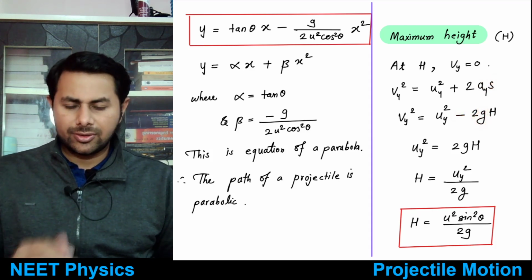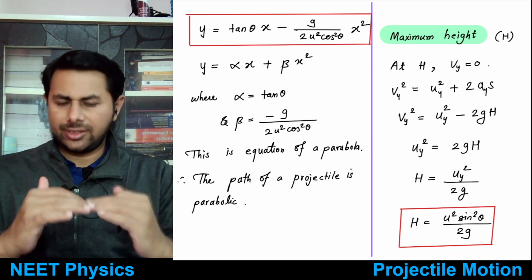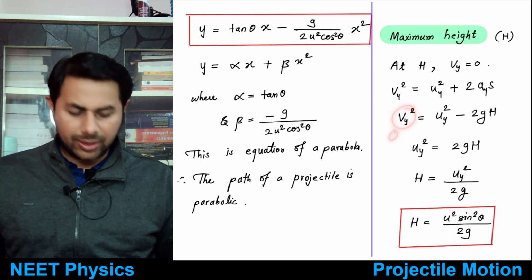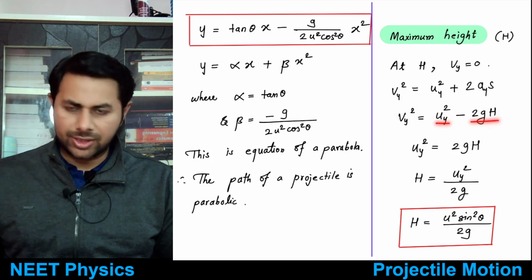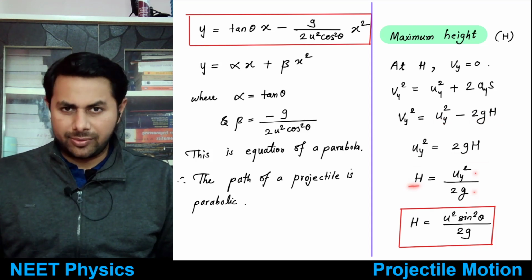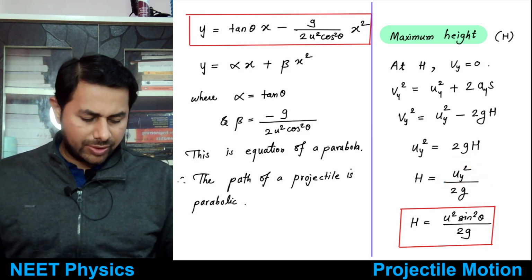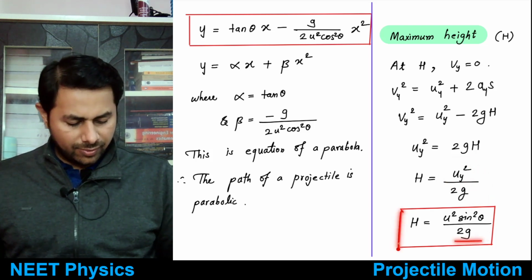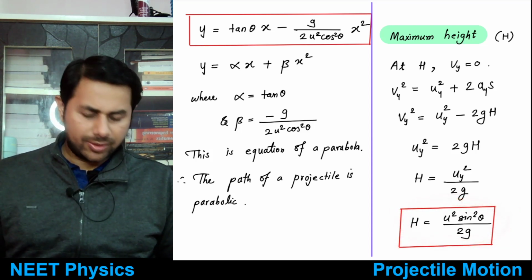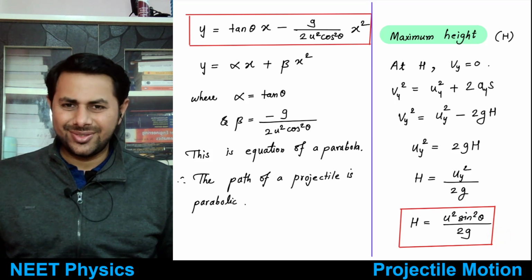What is the displacement? The displacement from the starting point in the y direction is just the maximum height, so put h over there. Then vy is equal to 0, the vertical component of velocity is 0, that means uy square minus 2gh is 0, so uy square is equal to 2gh, and from that you get h is equal to uy square divided by 2g. And what is uy? uy is equal to u sine theta. Just put that. So you get h is equal to u square sine square theta divided by 2g. So this equation also we need to remember. Whatever equations are coming, we need to remember them. So this one is clear? Yes, no?